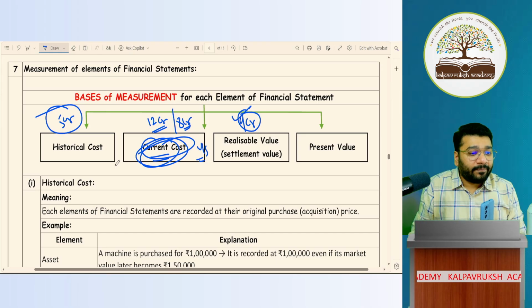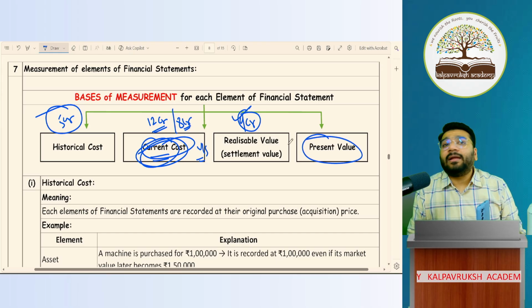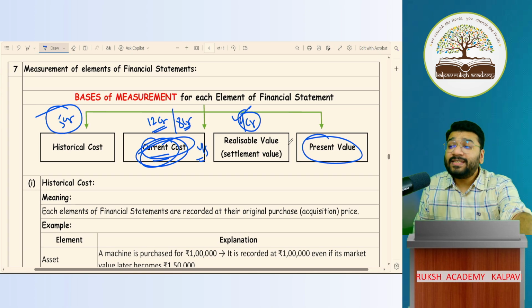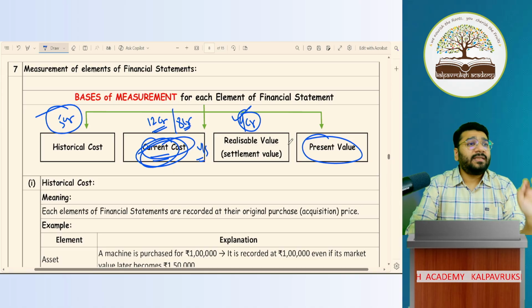Okay, not okay? Okay. Then comes present value. If these three are clear, I'll go to present value. This is slightly technical.